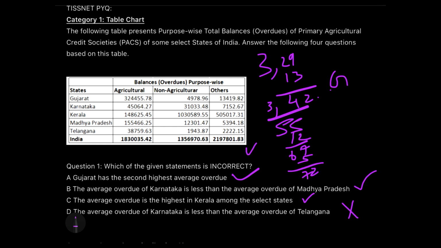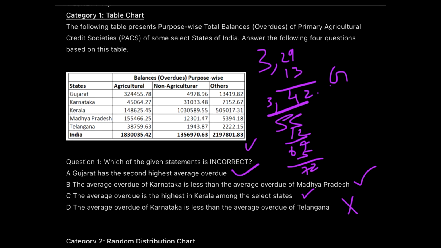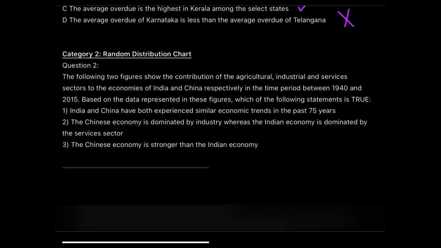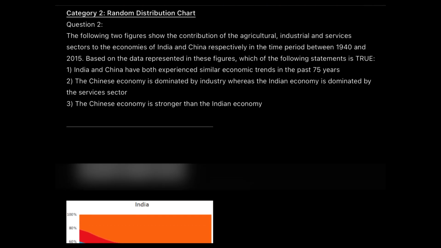The only shortcut we can apply is first approximation, and second, when they are asking us the average, we are not going to divide by 3 because every number will be divided by 3 and the effect on reducing the number will be the same. So we'll just consider the sum instead of sum divided by 3. Got my point? All right, we have the second kind of question now, which is based on random distribution.